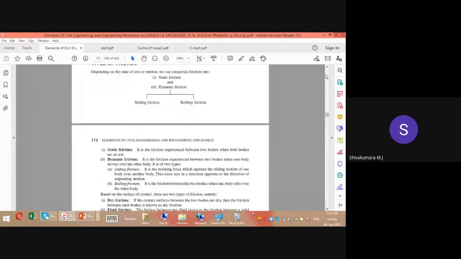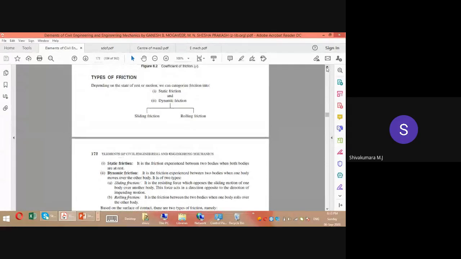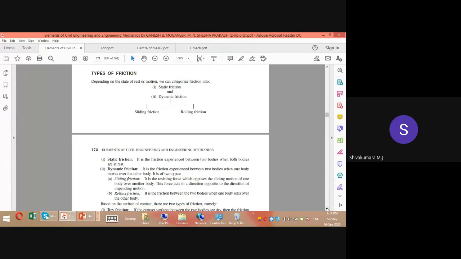So there are different types of friction: static friction and dynamic friction. And dynamic friction is subdivided into sliding friction and rolling friction. Okay.